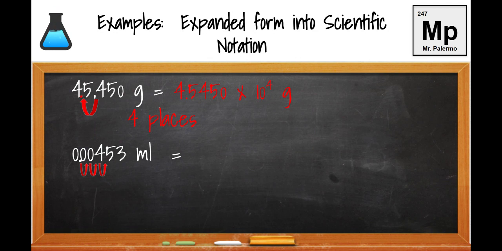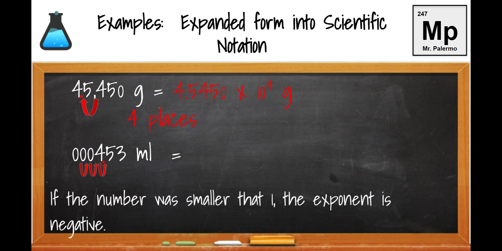Here, I'm going to move this 3 places. And by moving it 3 places, the number is smaller than 1. That was 0.000453. And I end up with 4.53 times 10 to the negative third. And my exponent is negative.